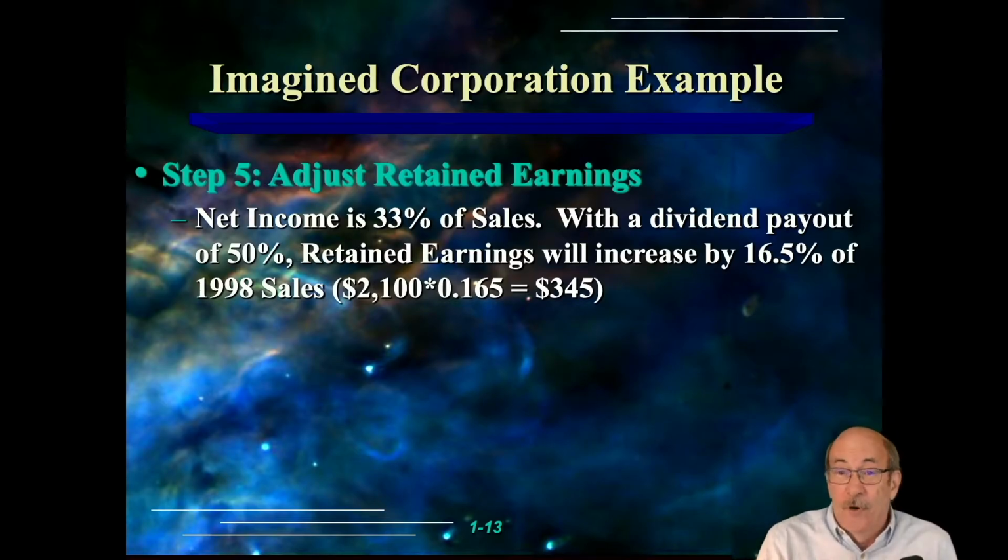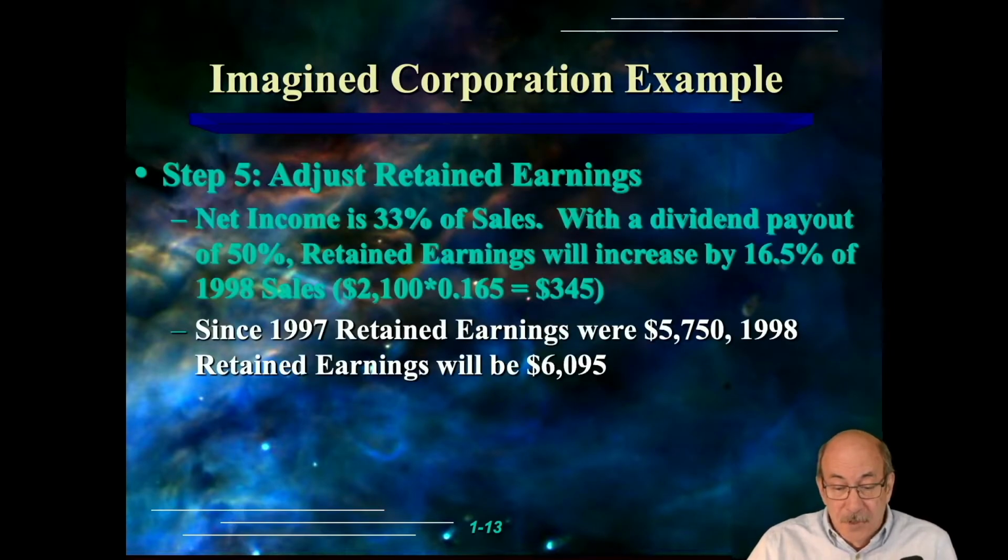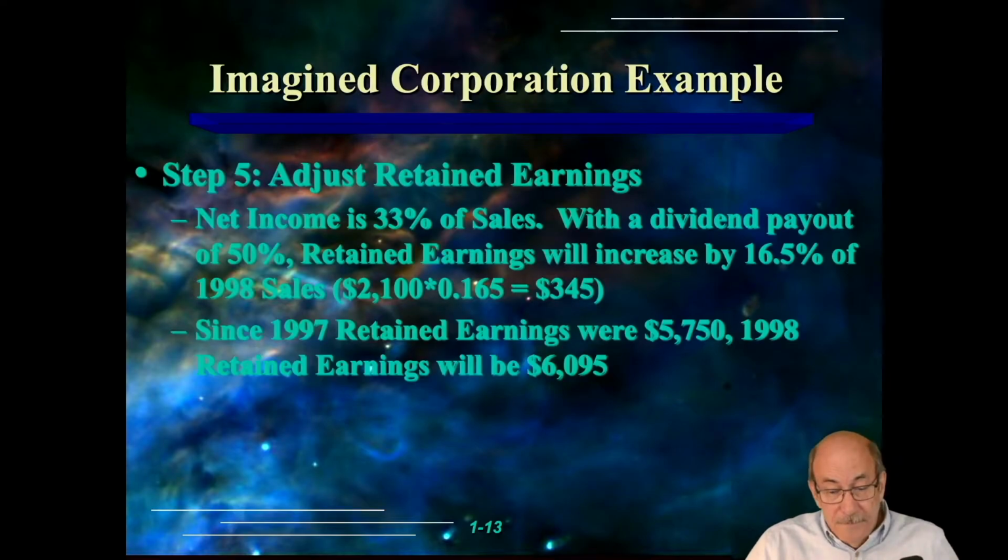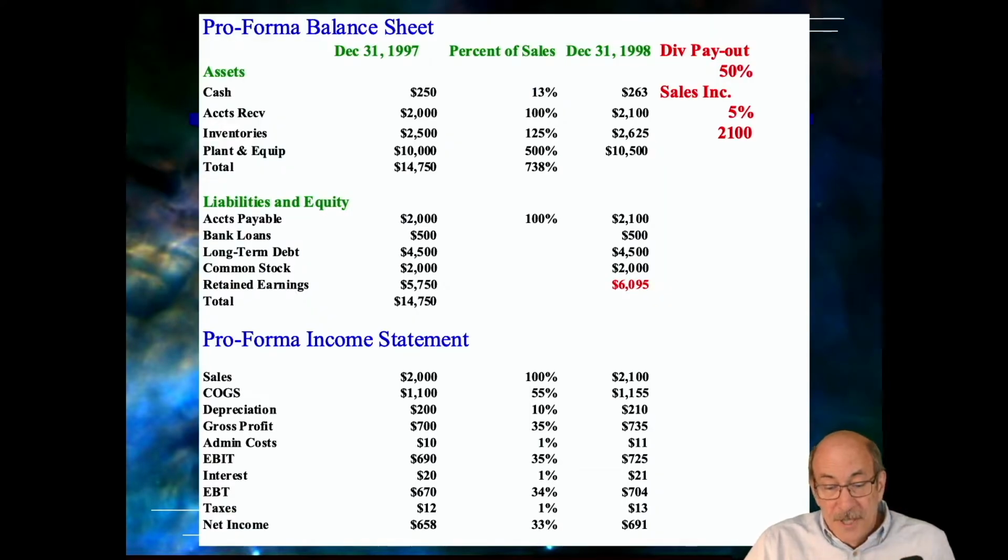We do that with a formula so that no matter what we do with revenue, our retained earnings is always updated correctly. So in this case, that formula will add $345 to the retained earnings account. So it'll go from $5,750 to $6,095. And you see that here.